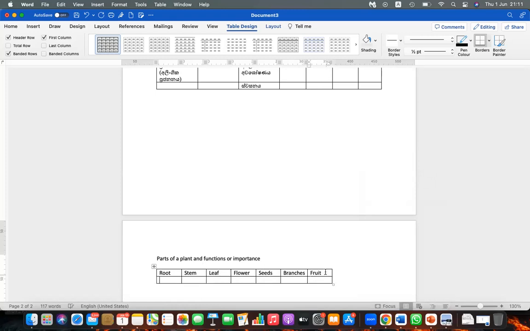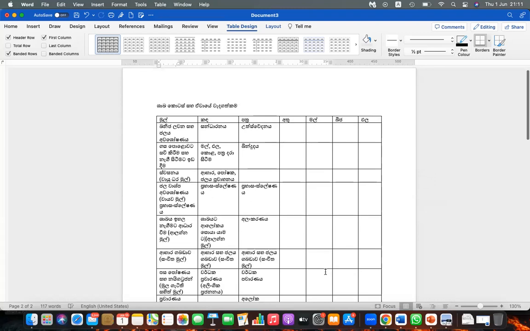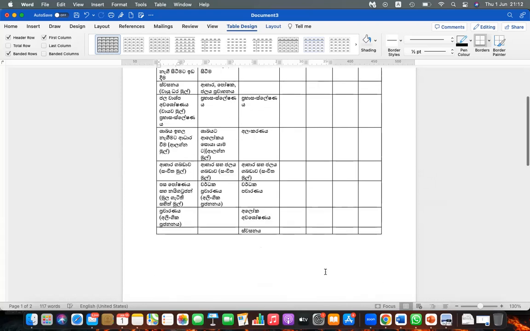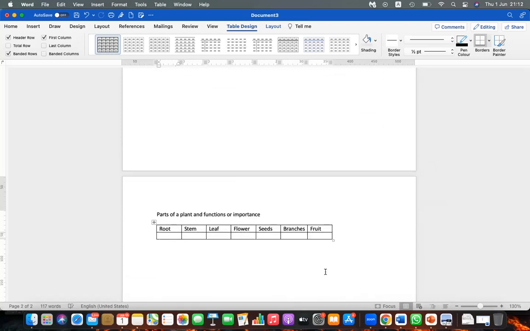Then let's write the importance. Here in the single medium note, I have given some importance of this. Okay, let's write down for one thing. The remaining thing you can, fruit basically absorbing water and nutrients. That is one thing.